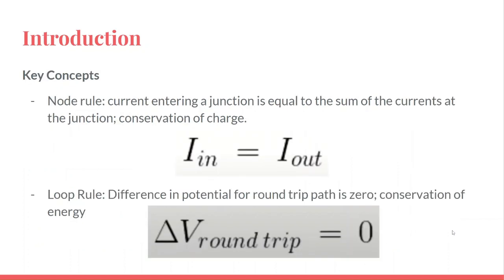All kind of intuitive. So key concepts, we've got the node rule and the loop rule. The node rule being that the current entering a junction has to be the sum of the currents leaving the junction, which is basically just the conservation of charge. And the second one is basically just the conservation of energy, right? The change in voltage for the round trip has to be zero.